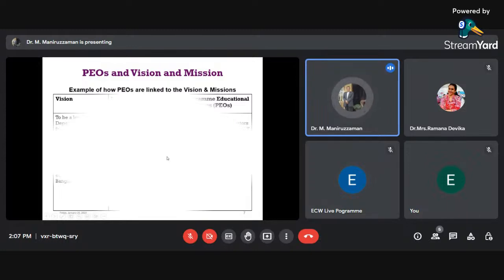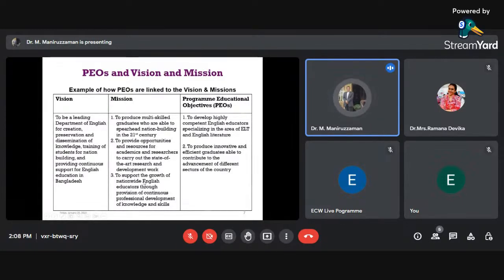Based on this vision, I have got 3 missions: to produce multi-skilled graduates who are able to spearhead nation building in the 21st century; provide opportunities and resources for academics and researchers to carry out state-of-the-art research and development work; and number three, support the growth of nationwide English educators through provision of continuous professional development.